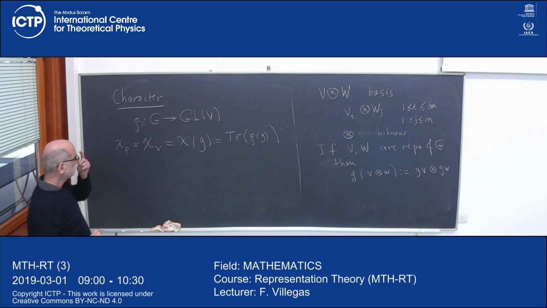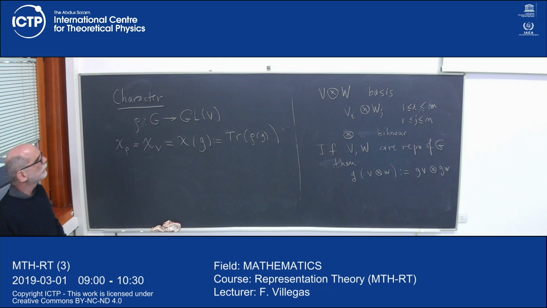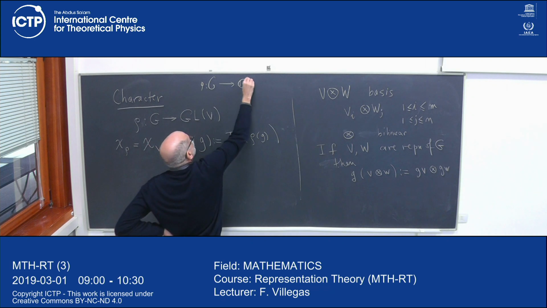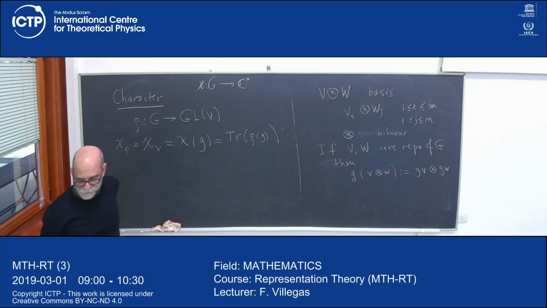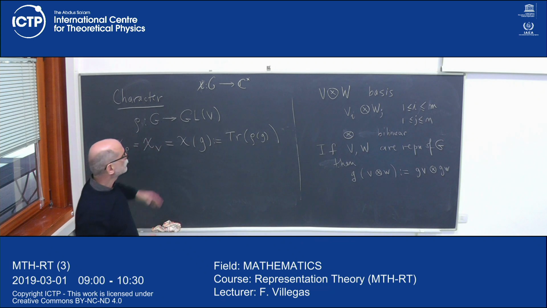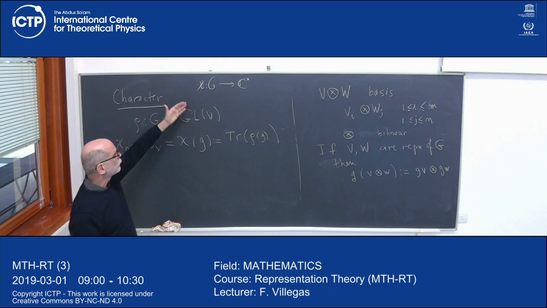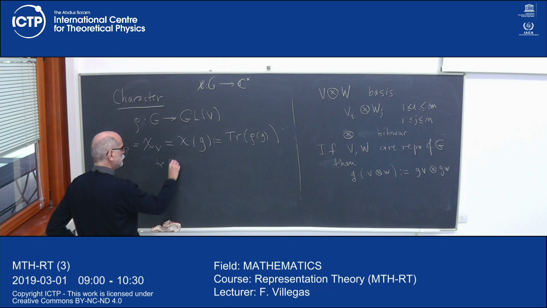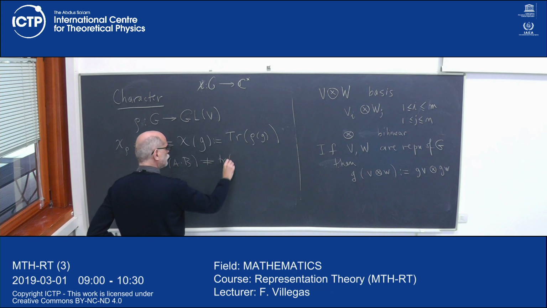Here maybe I should emphasize that the word character can be confusing because it carries two somewhat different meanings. If we have a group and a homomorphism to C star, this is called a character. So it's an actual homomorphism, it's multiplicative. But something like this is also called a character, and this is a bigger set than that one, because if our representation is of dimension 1, then we do have something which is multiplicative. But in general, these maps, if the dimension of V is bigger than 1, are not multiplicative, because the trace of the product of two matrices is typically not equal to the trace of A times the trace of B.